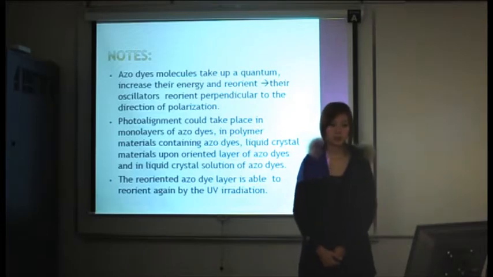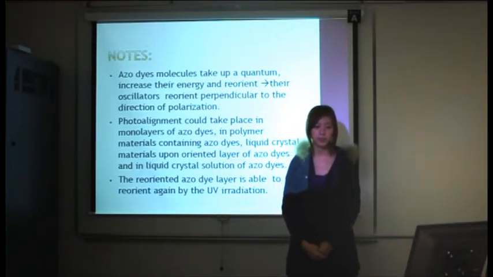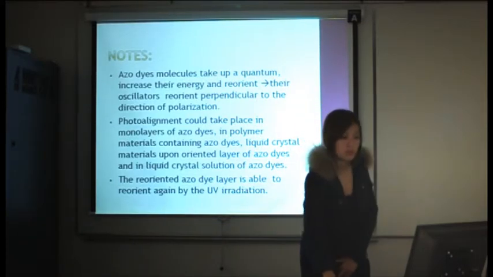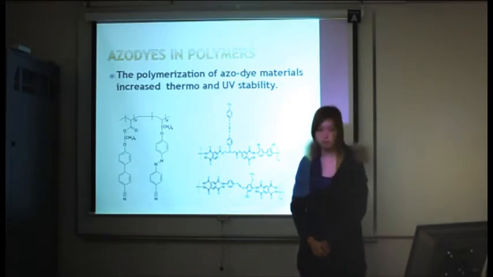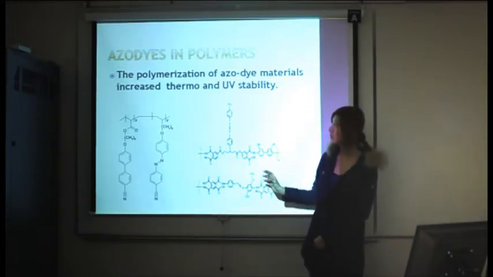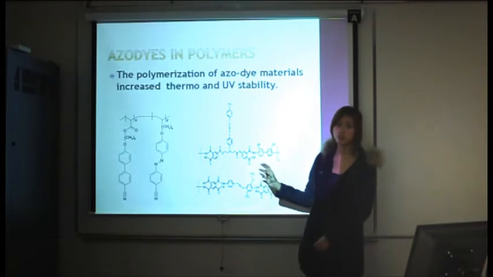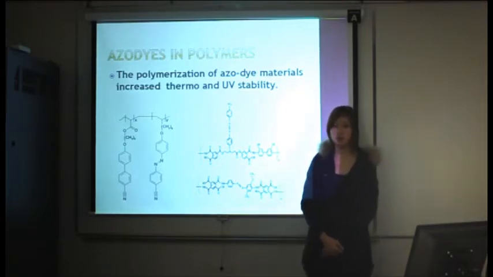Photo alignment could take place in monolayers of azo dyes, in polymer materials containing azo dyes, liquid crystal materials, a point-oriented layer of azo dyes, and in liquid crystal solution of azo dyes. The reoriented azo dye layer is able to reorient again by the UV radiation. The polymerization of azo dye materials can increase the thermal and UV stability.